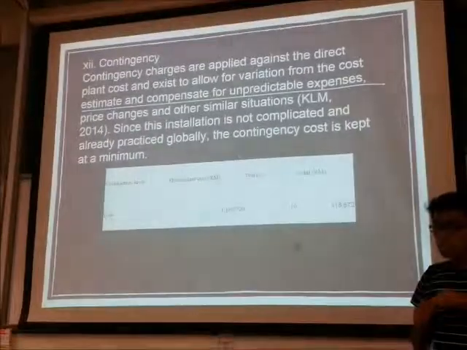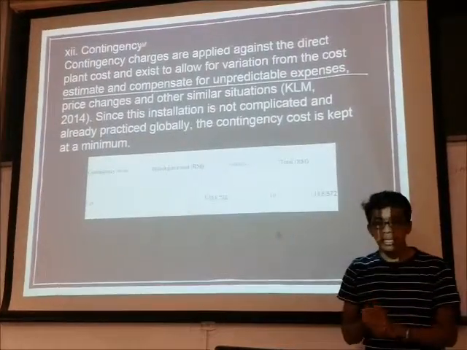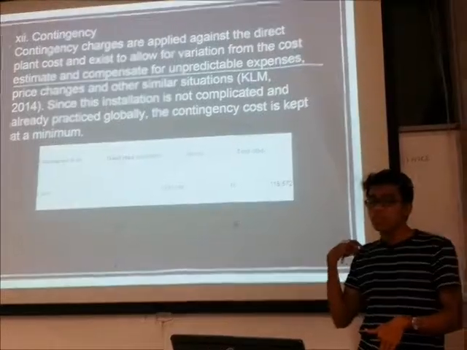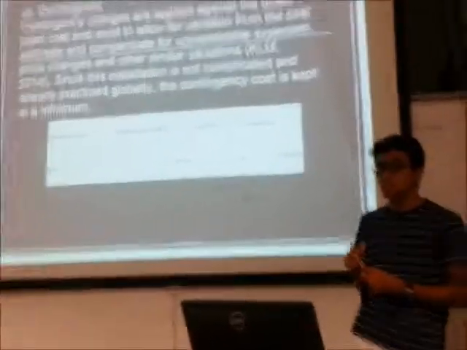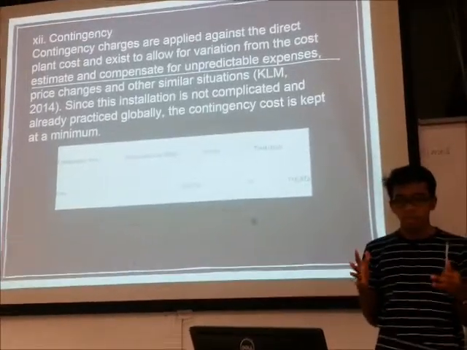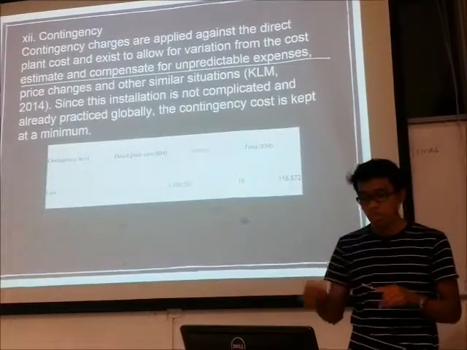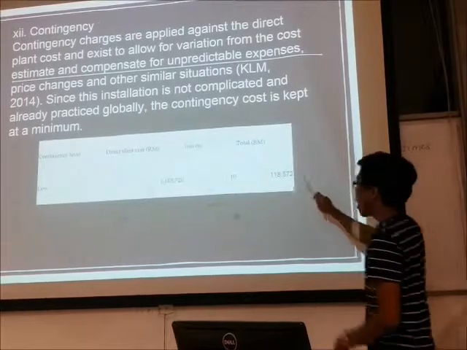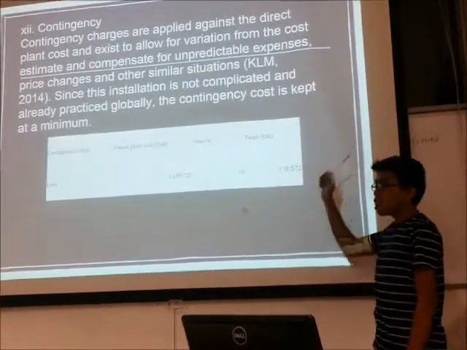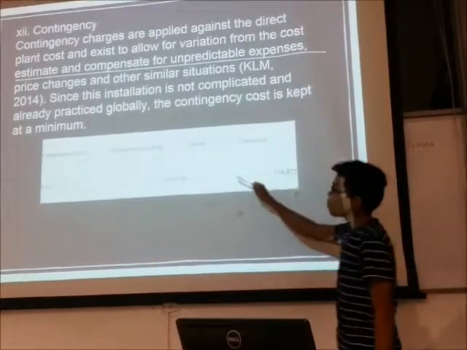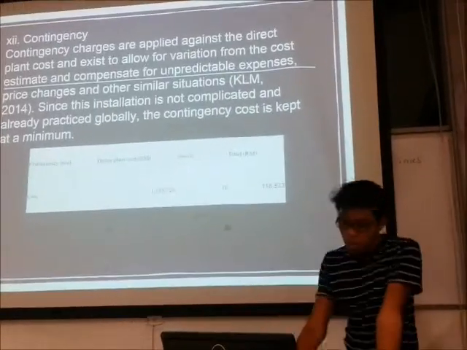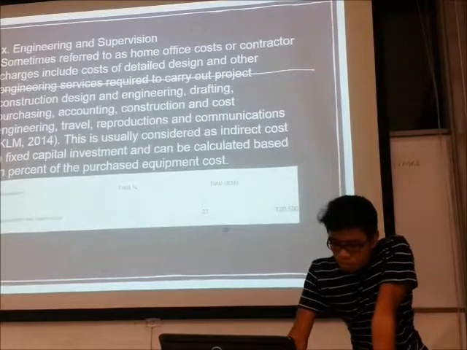And then contingency. Contingency charges are applied against the direct plant cost and exist to allow for variation from the cost estimate and compensate for unpredictable expenses, price changes or other similar situations. Okay, this costs you around 118,572 ringgit, which is 10% from the direct plant cost, which I have explained previously.